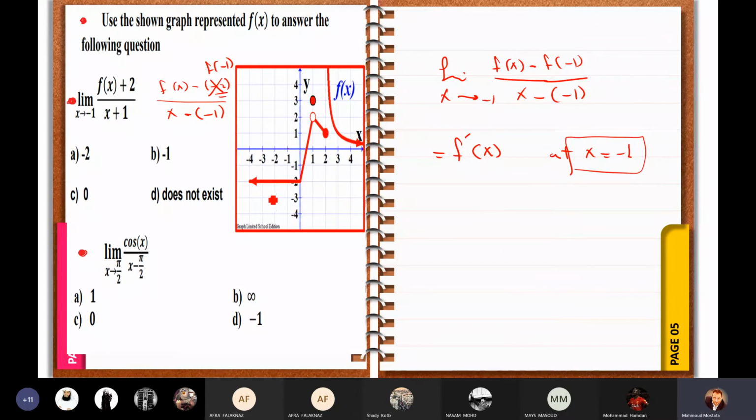We don't have f prime, but we have f at x equal -1, which is what? This line y equal -2, right? The derivative of y equal -2 is what? It is 0. It is constant. The derivative of a constant is 0. So the answer is what? It is 0. Good or bad?